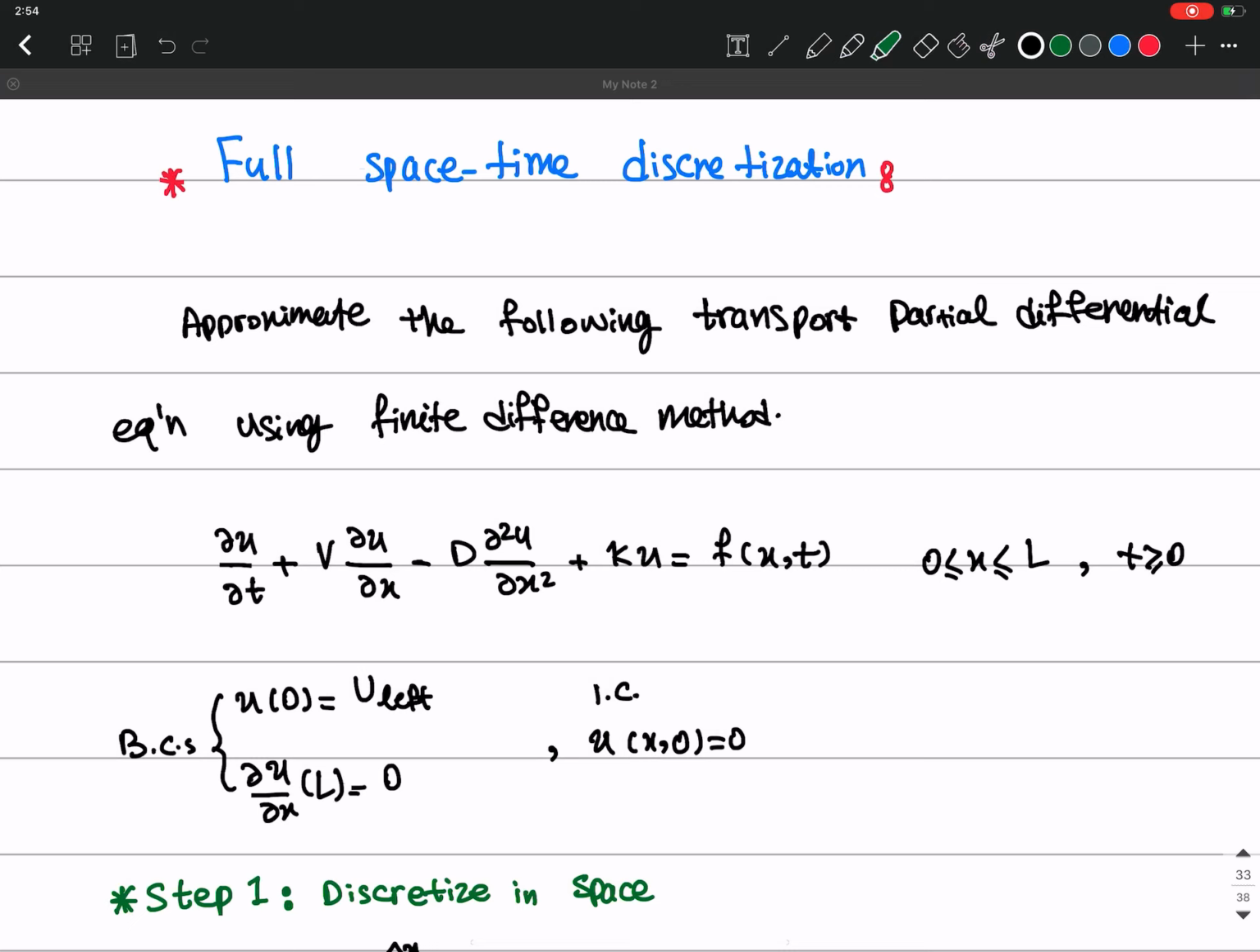Okay, so let me just review what we did here. We started with this full space-time discretization. So we wanted to discretize this method.